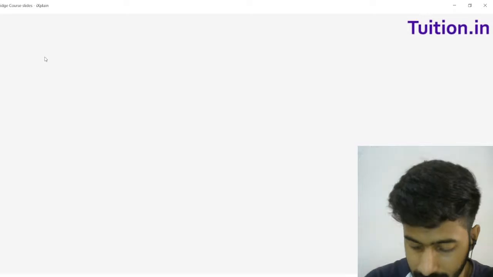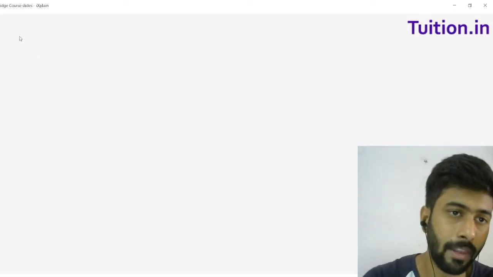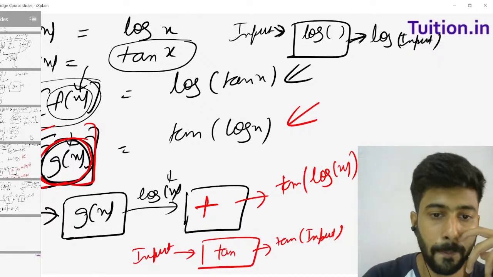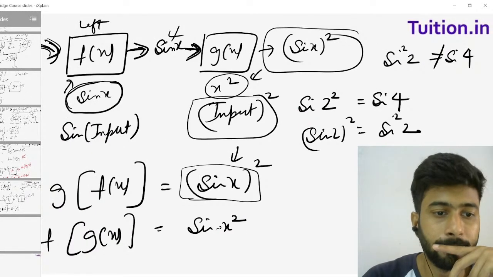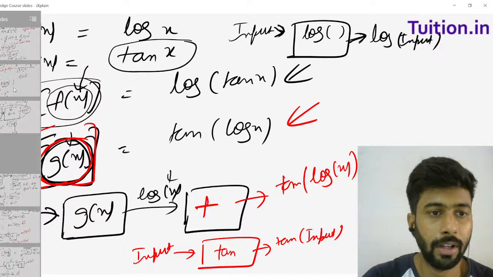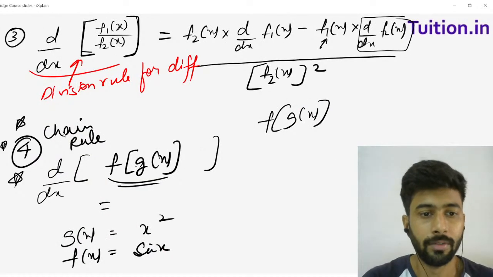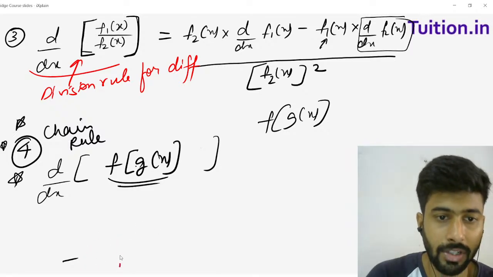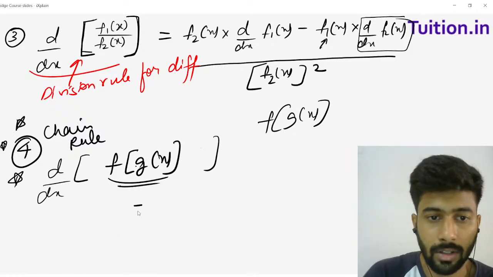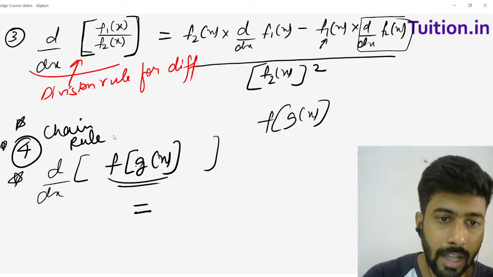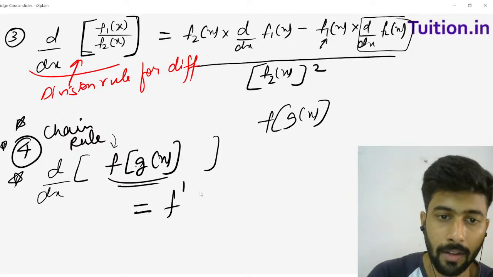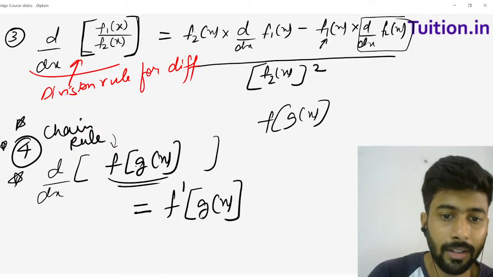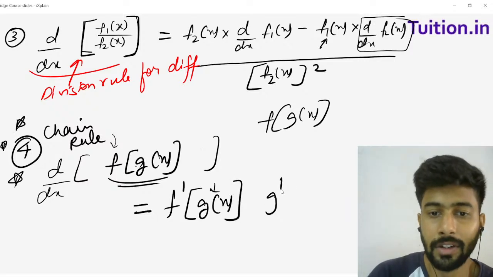So I will first start chain rule with just two functions, the two function form, you could say. If you have f of g of x and you are differentiating this, first differentiate the outermost function and keep its input as it is, then differentiate the inner function.